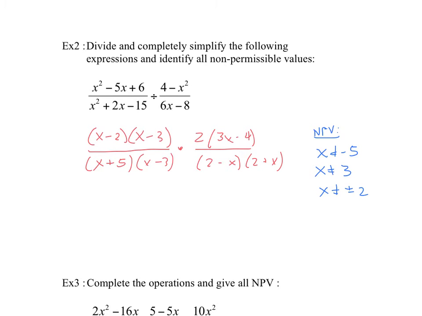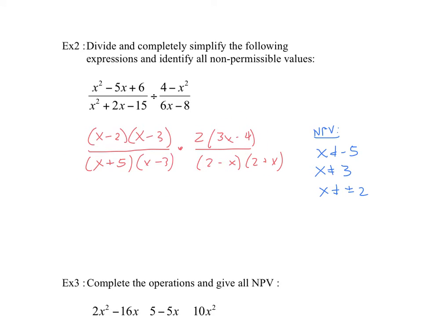And I'll pause a little bit. There is a bonus mark here for there is one other non-permissible value. Okay, well, hope you thought about it just a tiny bit. There's another non-permissible value here. Where does it come from? Well, it actually comes from here.